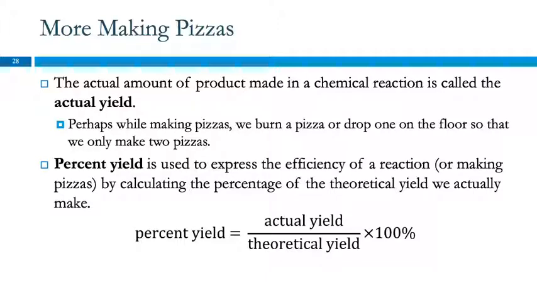How many pizzas did we actually make? And the whole is the theoretical yield. Out of how many could we possibly have made? And then we multiply by 100 to get a percentage. Okay, that's a percent yield.